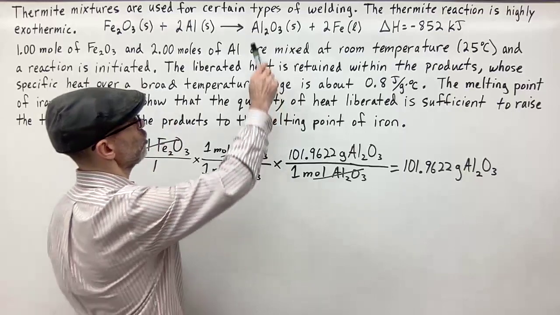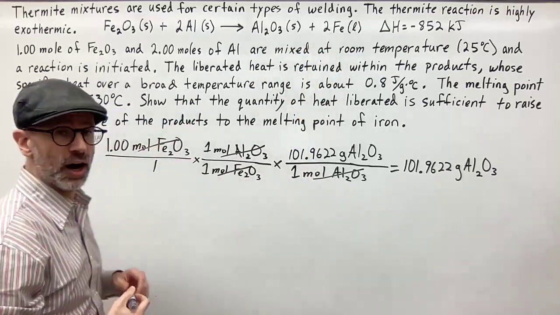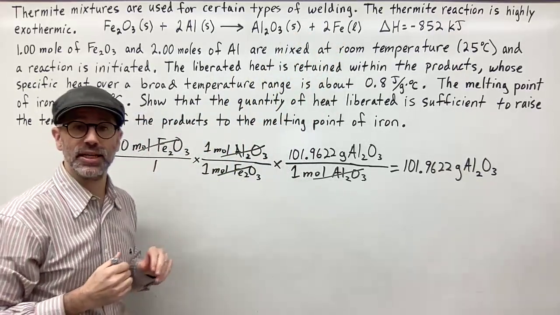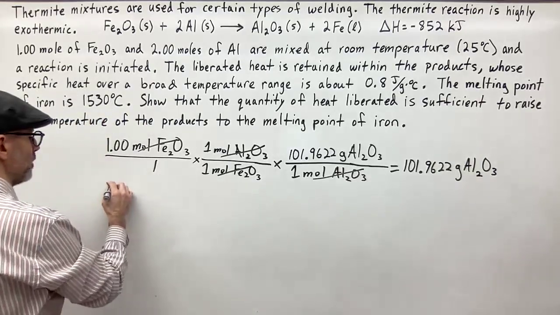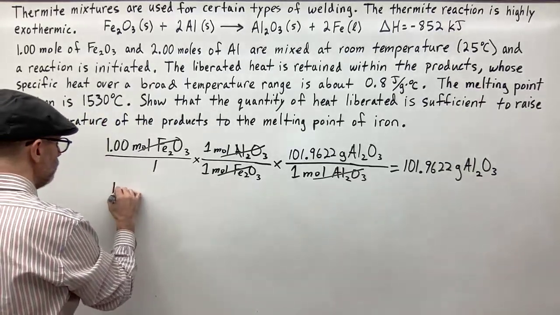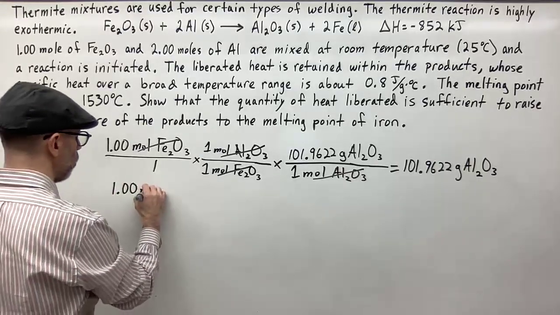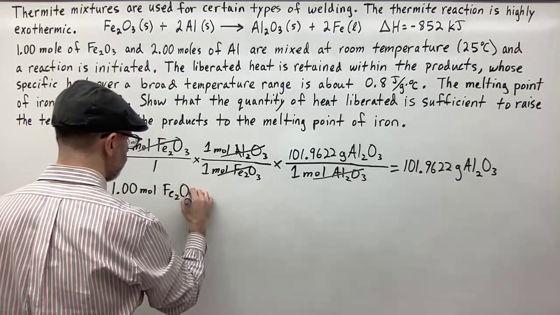Here we know that 2 moles of iron is going to be formed. We could just take 2 times the mass of the iron, but we could do stoichiometry just to show that that's what we're going to get. So we're going to start with 1 mole of Fe2O3.